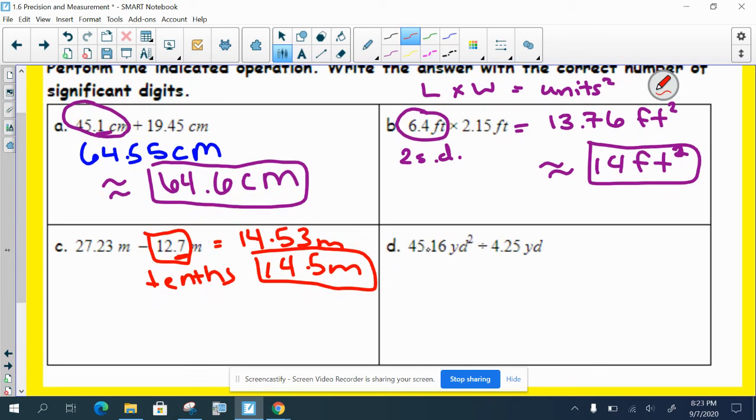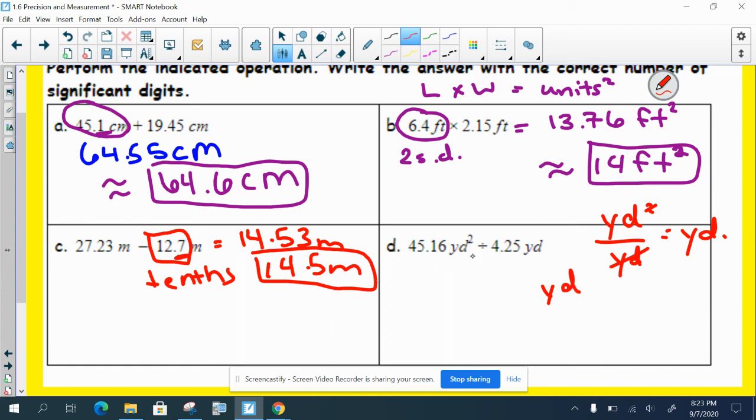And part D, 45.16 yards squared divided by 4.25 yards. Now let's talk about the units here. So with multiplication and division, the units are a little different. So we have yards squared, and then think about division as like over yards. Well, if you have yards squared divided by yard, then one of these yards will cancel with one of these yards, and you'll actually just end up with yards. So if you ever are dividing, the first unit is going to be yards squared, the second unit will just be yards, and your final answer will just have yards in it.